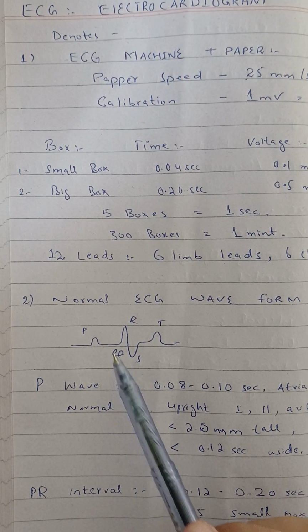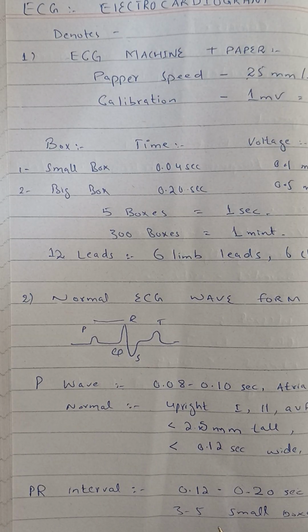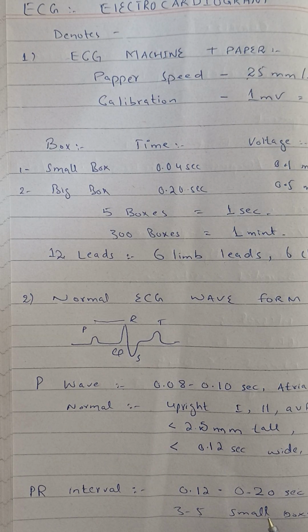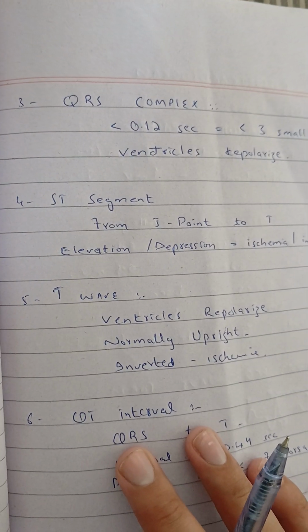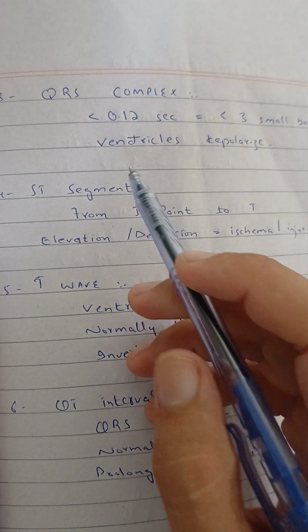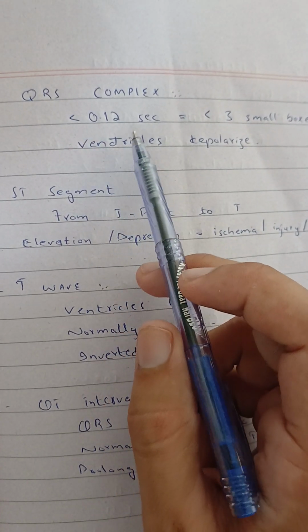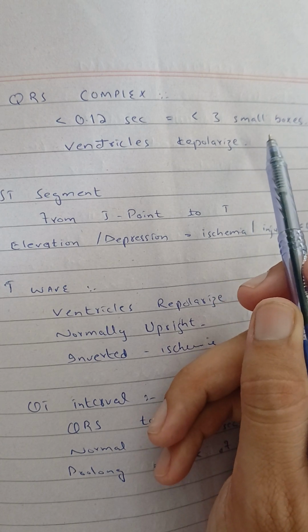PR interval. This one is the PR interval. It will be 0.12 seconds to 0.20 seconds, which is 3 to 5 small boxes. Number 3, QRS complex. This complex will be less than 0.12 seconds, which means that it will be less than 3 small boxes.